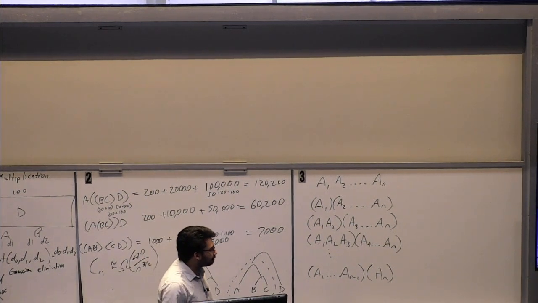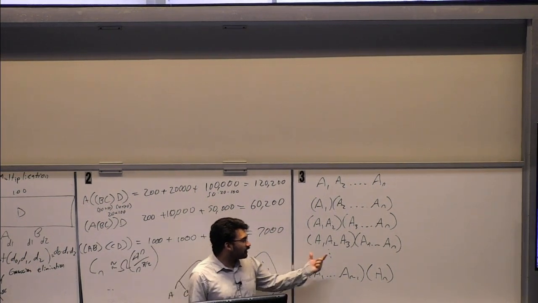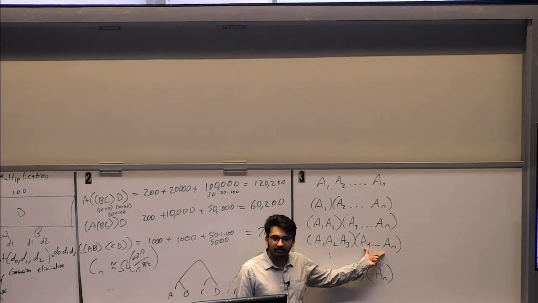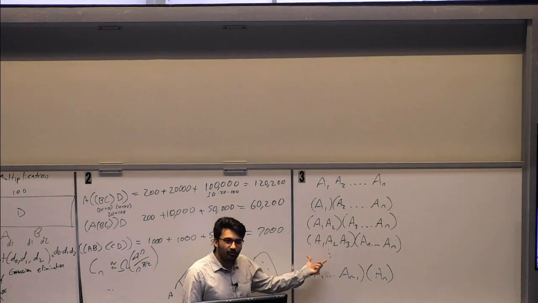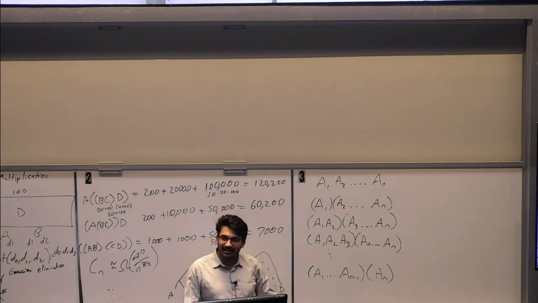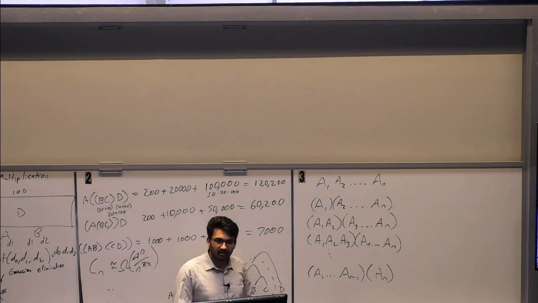Now, given that, how do you know what A1, A2, A3 is versus A4 to AN, right? Well, what you're going to do is you've already computed the minimum cost of A1, A2, A3. And then that is handled, not recursively, but that is stored as a subproblem. That's going to be the answer.